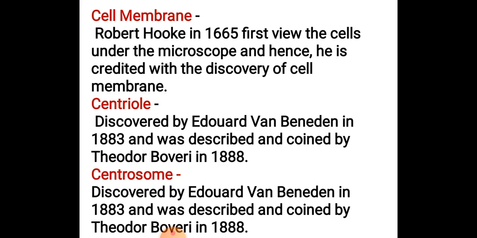Now the next is your centrioles and centrosome. These centrioles and centrosomes are found in animal cells and they participate in cell division. They have a very important role in cell division, and these were discovered by Edward van Beneden in 1883, and later it was described or explained, and this word was coined by Theodore Boveri in 1888.